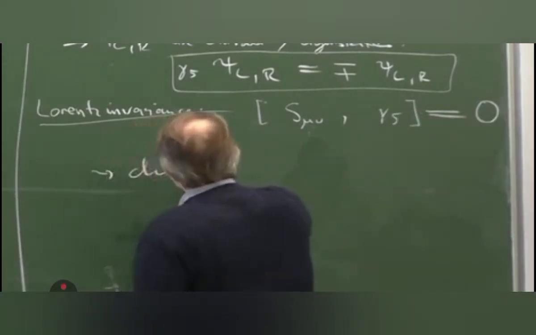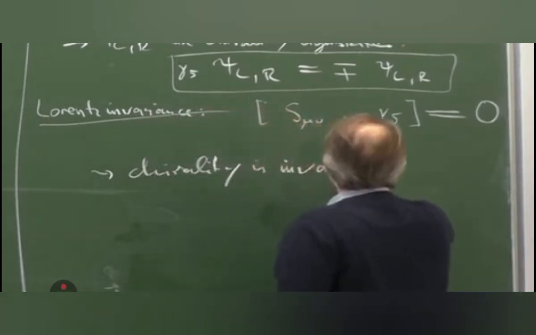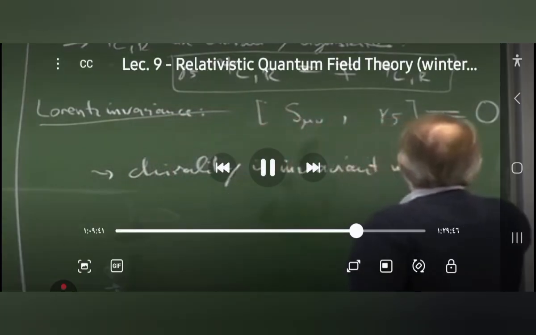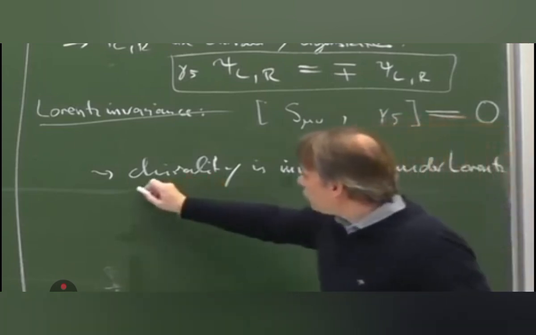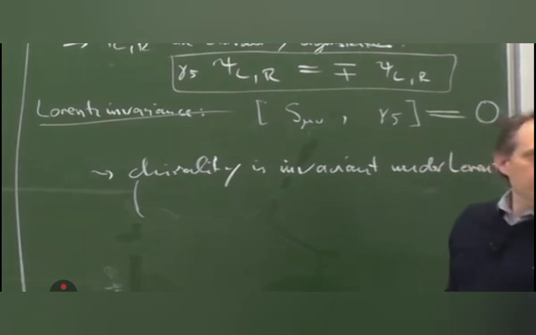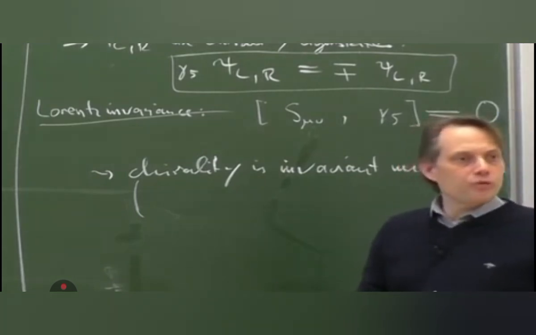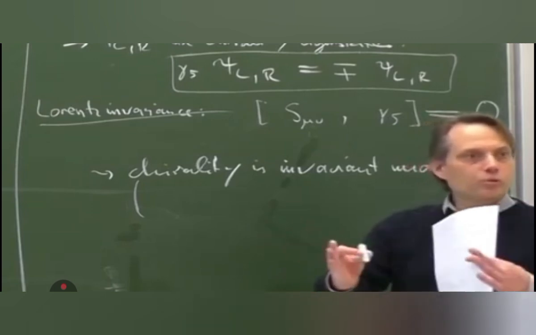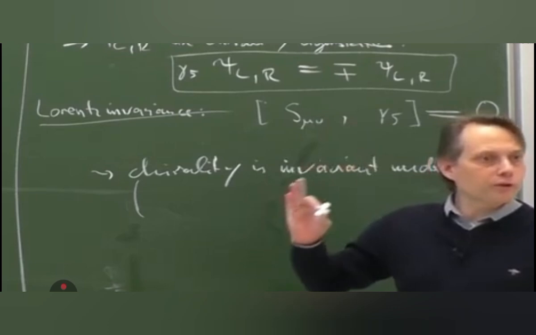Chirality is invariant under Lorentz transformations. And by the way, this is now important here, so let me stress it. When I say Lorentz in this chapter, I always mean the continuous Lorentz transformations which are connected to the identity. This does not involve time reversal, space reflection, and these sorts of things.